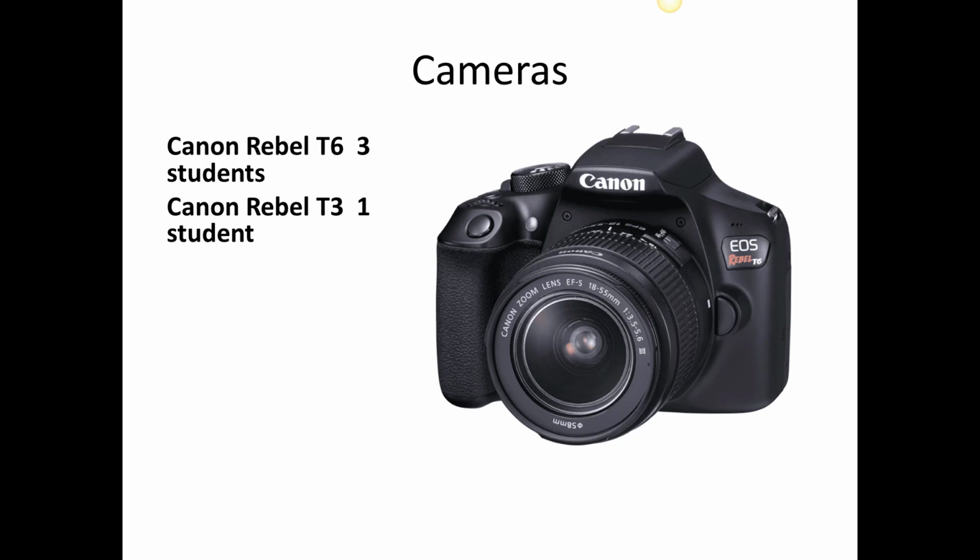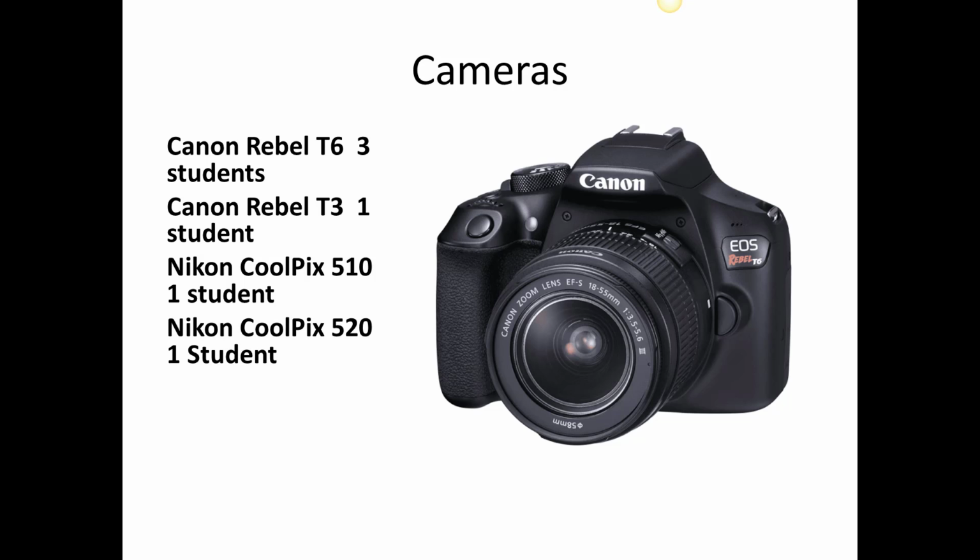The Canon Rebel T series had 4 students. There's the T6, which is pictured here, and the T3. The T3 is an earlier version. It is about 5 or 6 years older than the T6, so the T6 naturally has some improvements to it. It has a little bit bigger sensing area and therefore can create photos with a little higher resolution, but both are excellent cameras. We also have a couple of students taking different versions of the Nikon Coolpix 500 series.